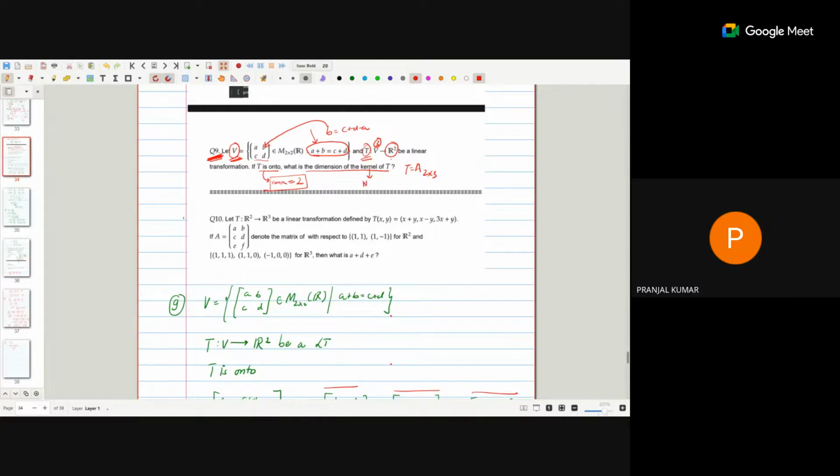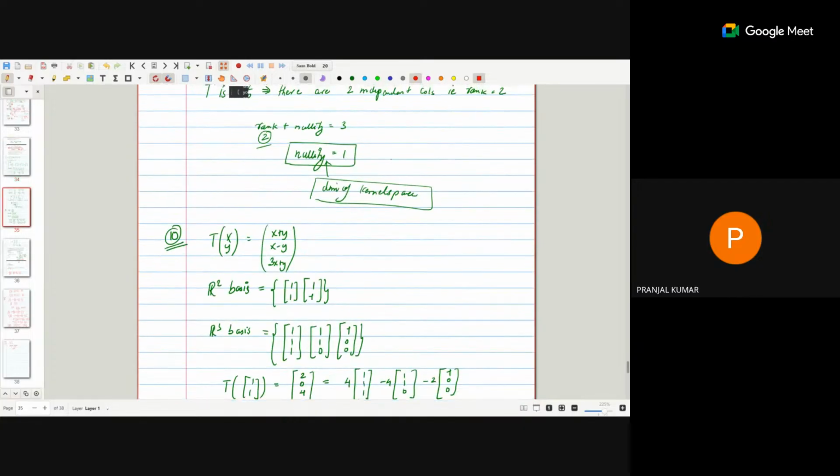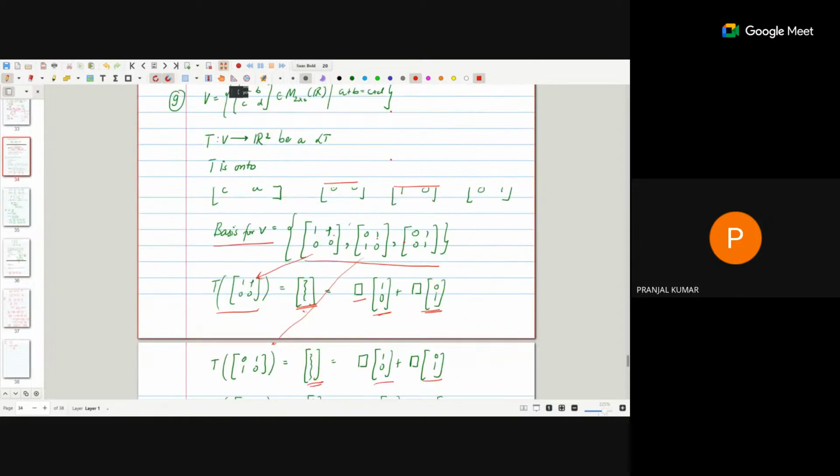What is the other name for the dimension of the kernel? It is nullity. Nullity is the dimension of the kernel or null space. So what is the dimension of the null space? They are asking you the nullity. So you know rank is 2. You have to find nullity and you know n is 3. So rank plus nullity is equal to 3. So 2 plus nullity is equal to 3. So nullity is 1. Dimension of the kernel space. Is this clear? Yes, sir.